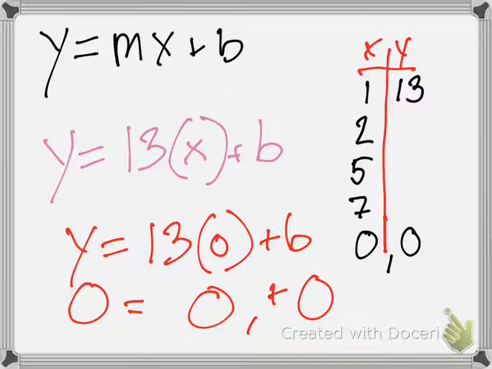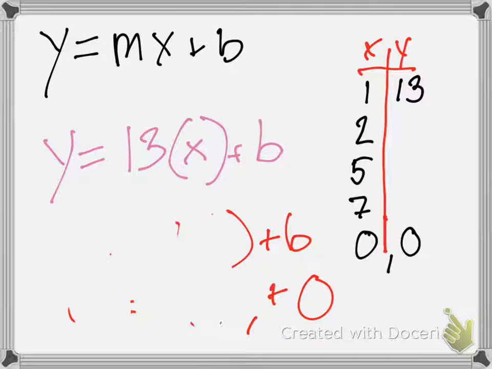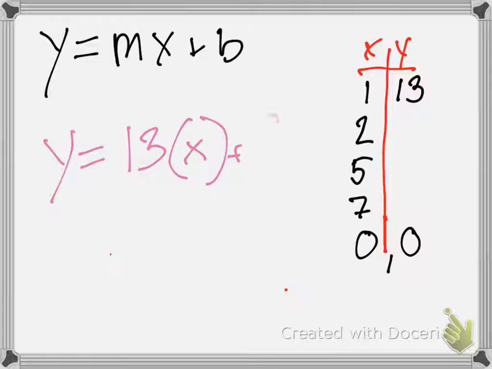So I want you to figure this out for the rest of the table. We already have our slope. We already have our b. So we know that b is equal to 0, so we don't even really need to write b anymore. Fill out the rest of this chart in your book.